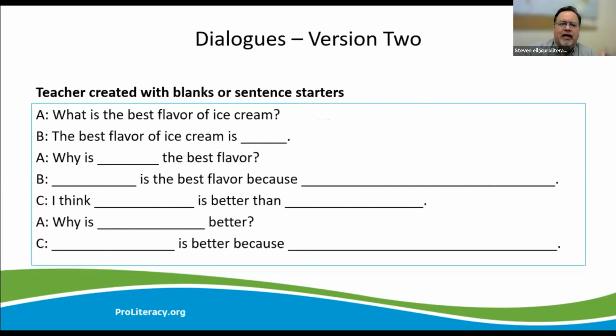Version two is where a teacher will create the dialogue, but will leave blanks, or they'll just use sentence starters. And so then the students get to fill in the blanks using their own answers. They will get to spend some time working in pairs or trios, looking at the dialogue, thinking about how they want to fill in those blanks. And so each group that gets to participate will have their own responses that they get to fill in.